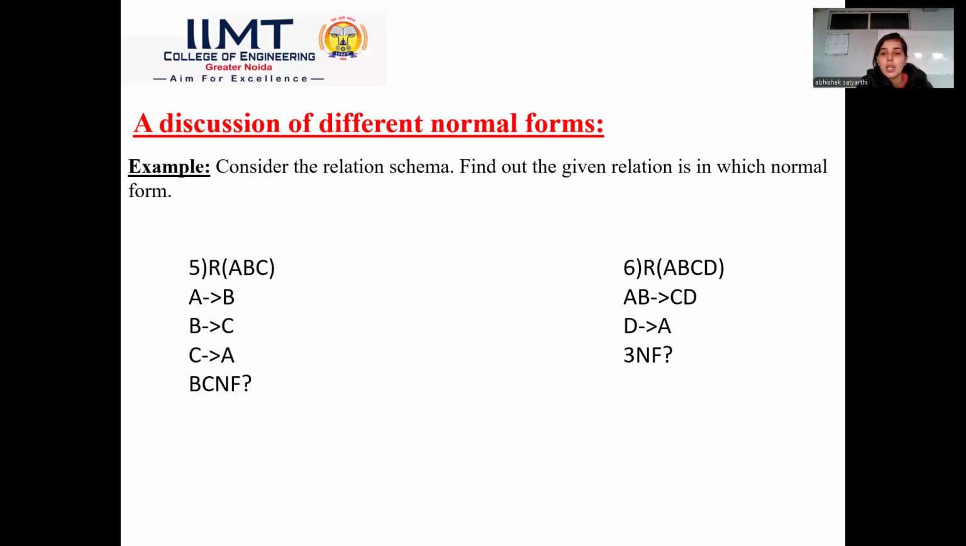Next is relation R with A, B, C, D, where AB derives CD and D derives A. AB is a key here, because from AB we derive CD, and A, B, C, D is the total set of attributes. D is a non-prime attribute, but a non-prime attribute does not derive a non-prime attribute. Here D derives A, which is a part of the key. So the given relation will be in 3NF.